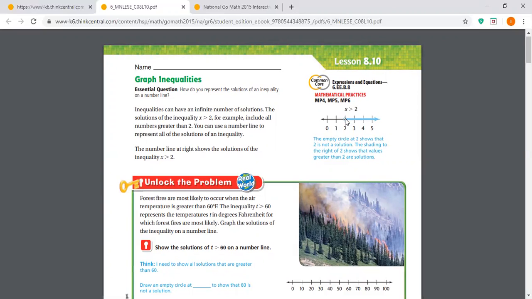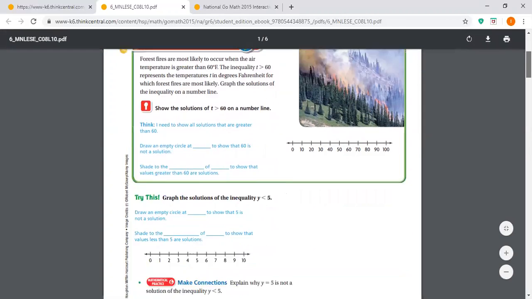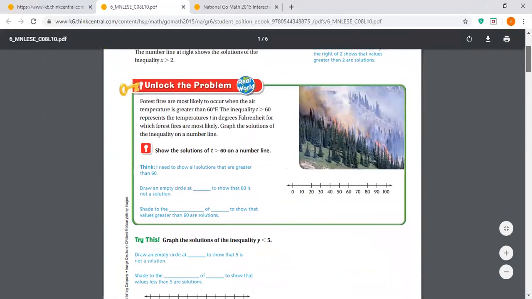Now let me quickly remind you about the circle. If there is this symbol, greater than or equal to, if that symbol is there, we will color the circle. If there is no line down, which means it's only greater, we will just draw a circle. So this is the same question which will be explained to you through the video.